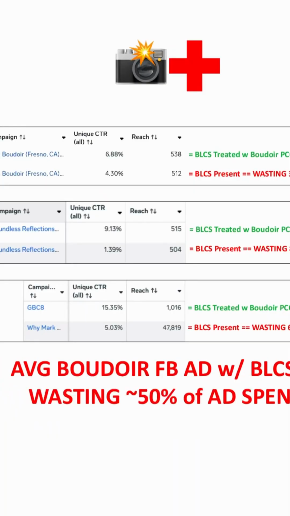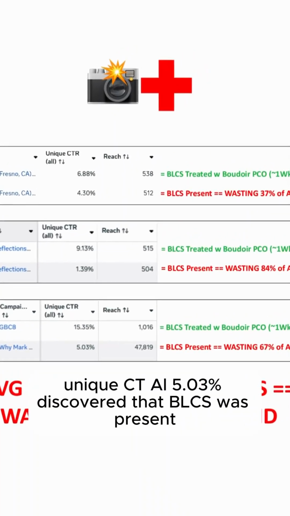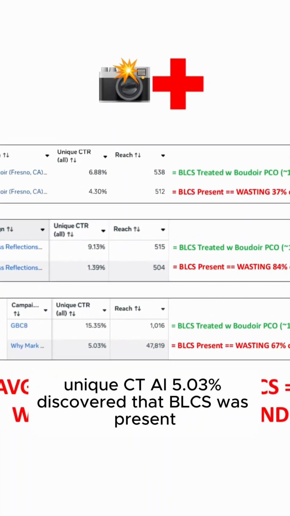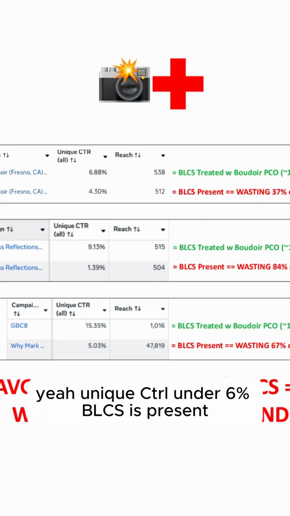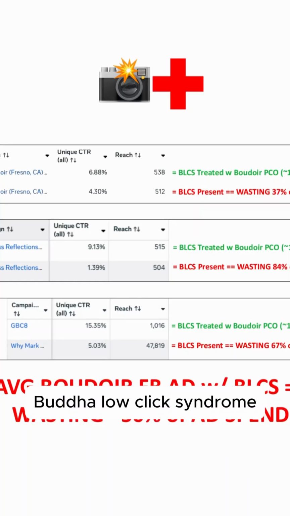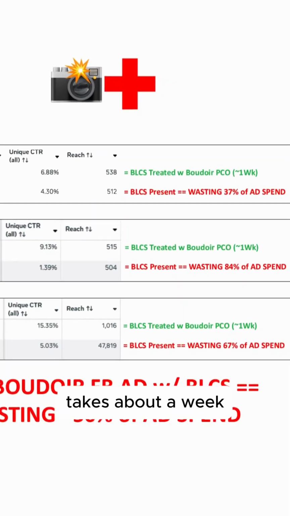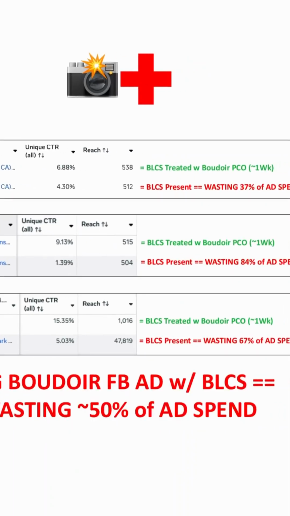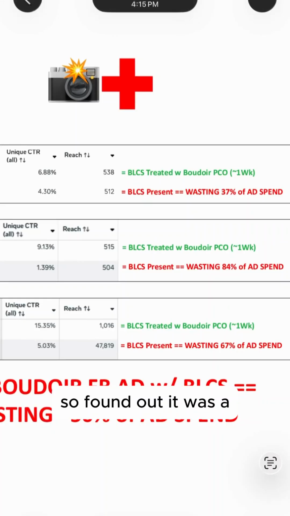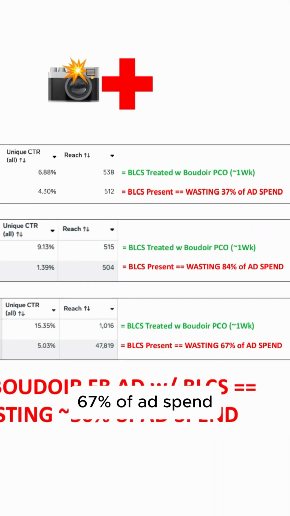Finally, my hospital now had a patient come in, unique CTR 5.03%, discovered that BLCS was present. Unique CTR under 6%, BLCS is present, Boudoir low click syndrome. So now we got the solution. We can treat it with Boudoir Pico, takes about a week. And we got the unique CTR up to 15.35%. So we found out the original Boudoir Facebook ad was wasting 67% of ad spend.